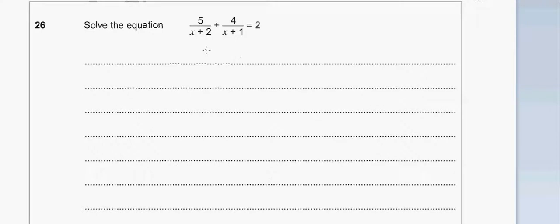So solve this equation. So we have two fractions here. So what we need to do is make them the same type of fraction, the same as we would do if we were adding any other fractions. So what I need to do is multiply these two together to get a common denominator. So that would be my first step. So x plus 2 multiplied by x plus 1.